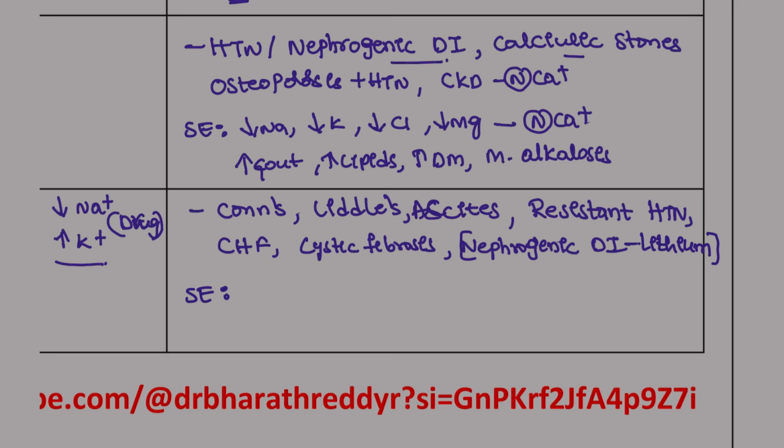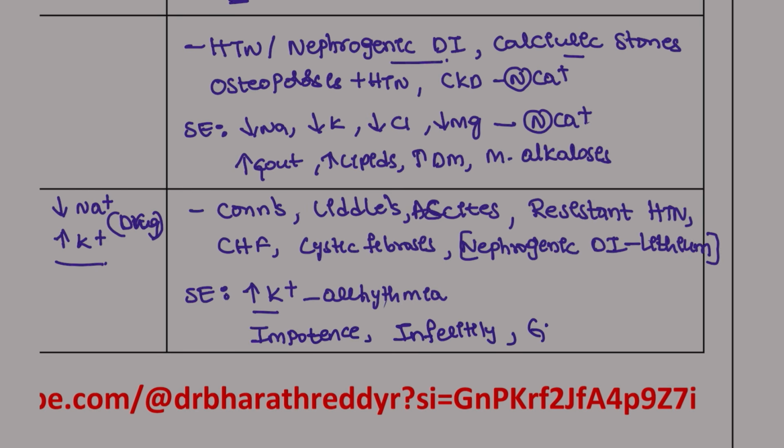What are the side effects that we can expect in these patients? Potassium sparing agents, obviously, will increase the potassium, and that can cause arrhythmias in these patients, right? Arrhythmias will be seen. Along with that, it is an androgen blocker, so impotence can be seen, infertility will be seen, right?